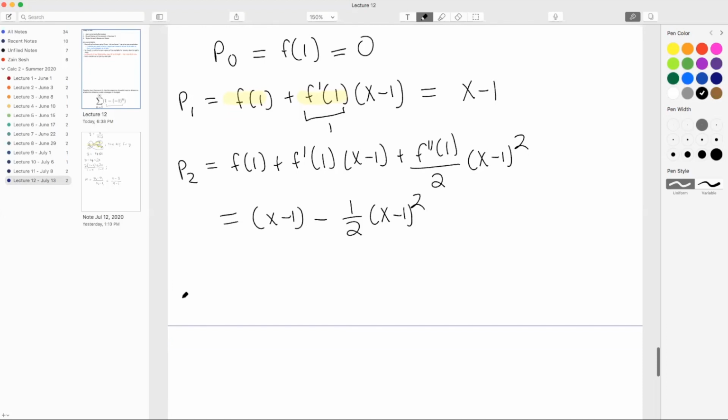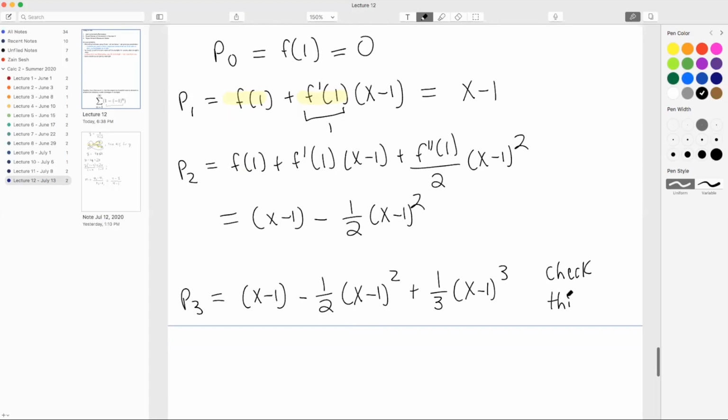So that's why it's minus 1 over 2. Good, and then P3, I'm just going to write the final answer for it, but check this. P3 will be x minus 1 minus 1 over 2 times x minus 1 squared plus 1 over 3 times x minus 1 cubed. All right, and just check this, please. So these are the first 4 Taylor polynomials.